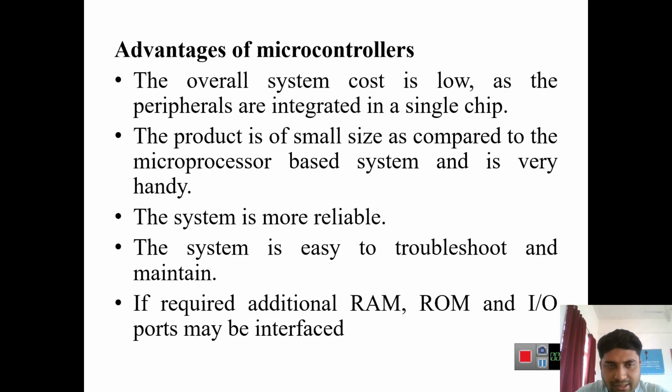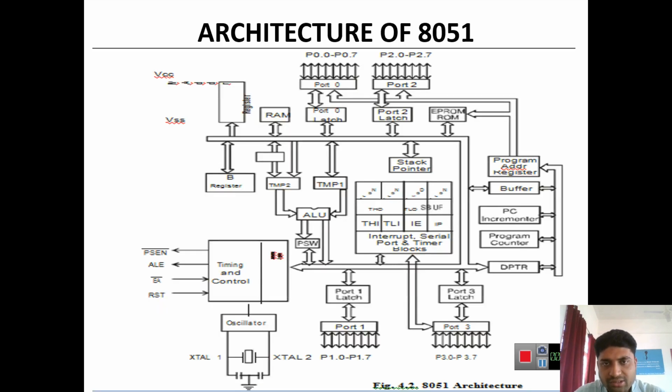Okay, let us see the advantages of the microcontroller. Cost-wise, the cost is very low and the product size is very small. The system is more reliable when compared to the microprocessor. With a reliable controller, we can troubleshoot the programs. The programs are troubleshot and then given to the marketing agents. RAM and ROM ports can also be interfaced. So this is the basic architecture of the 8051.